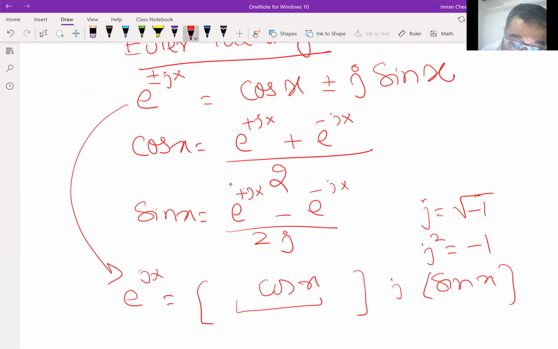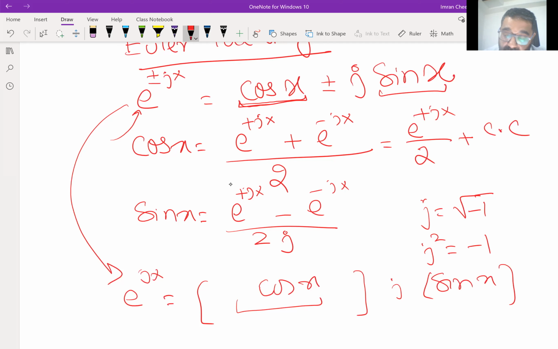You can see that cos x and sin x can be transformed into exponential complex functions by this Euler identity without any problem, because you can see this thing. This is equal to what? e^(+jx) over 2 plus its complex conjugate. Okay? And this is e^(-jx) over 2 plus complex conjugate. It's one and the same thing.